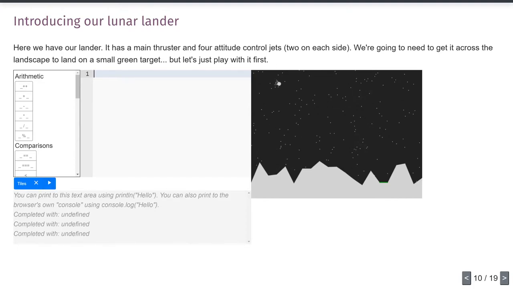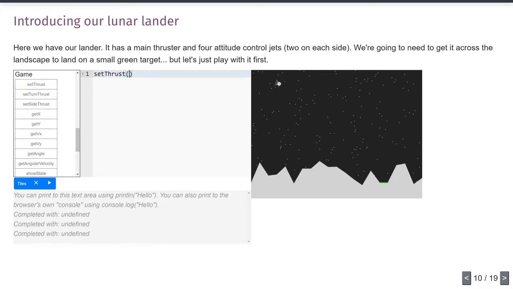Our lander has a main thruster. And so I could go and say, look, I would like to set the main thrust, and I can set it anywhere between 0 and 1. If I set it to 1, well, now we're going to go rocketing off the map in that direction, rocketing off up into space. I could set it a little bit less than that. Well, let's set it a lot less than that. In which case, it's probably going to be a little bit weak and, oops, didn't do much against gravity.